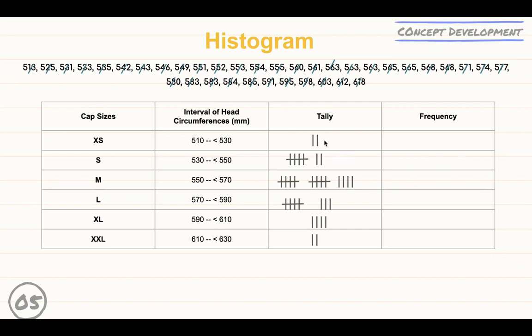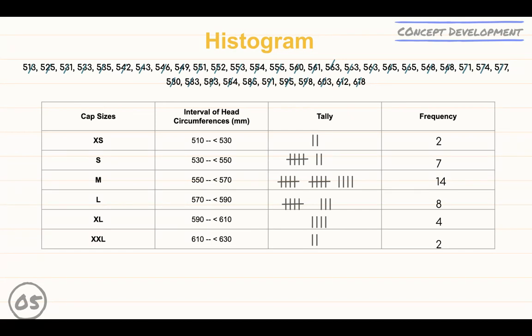So now that we've tallied how much of each range we have, we can just write a number to represent that frequency. So extra small, 2. Small, 7. Medium, 14. Large, 8. Extra large, 4. Extra, extra large, 2.